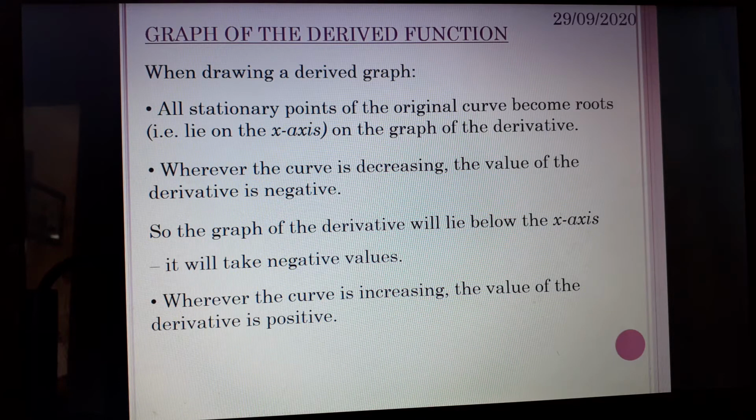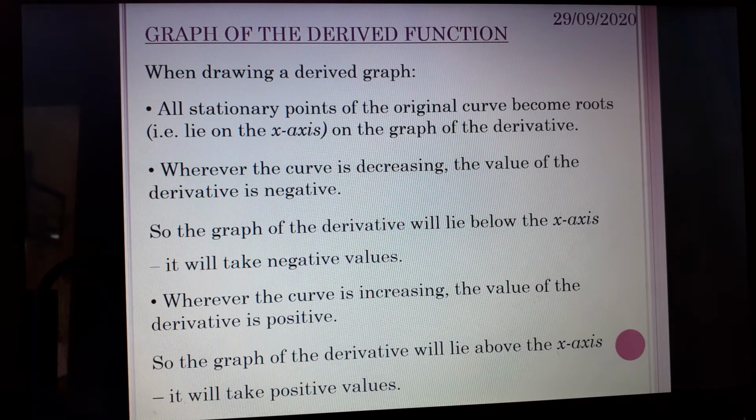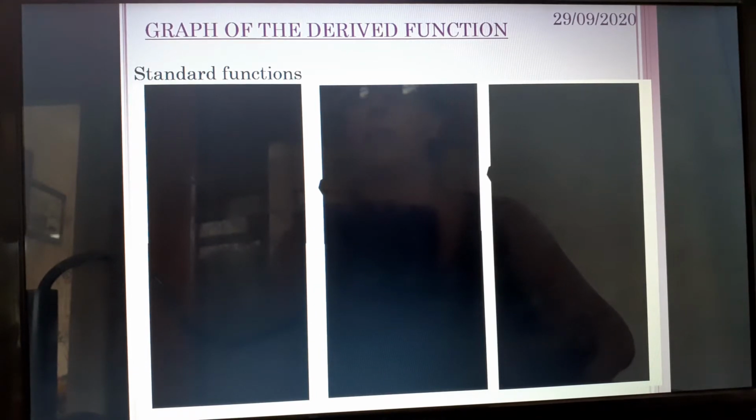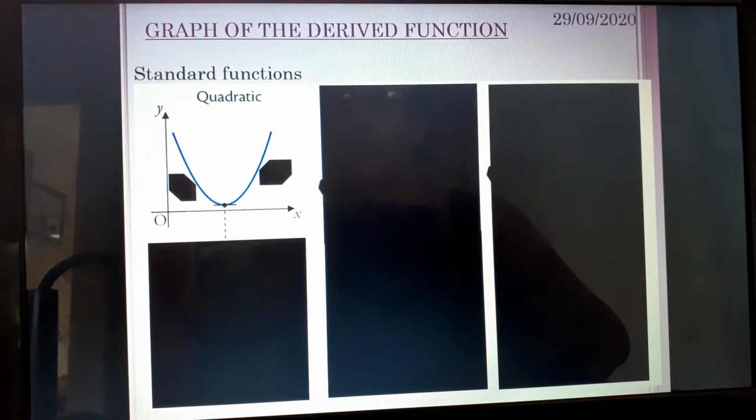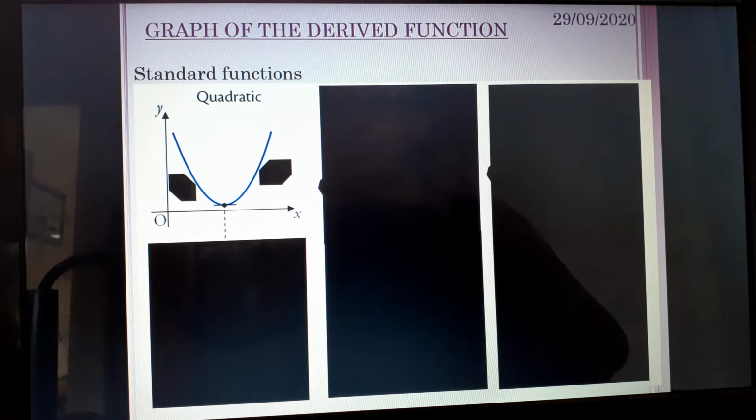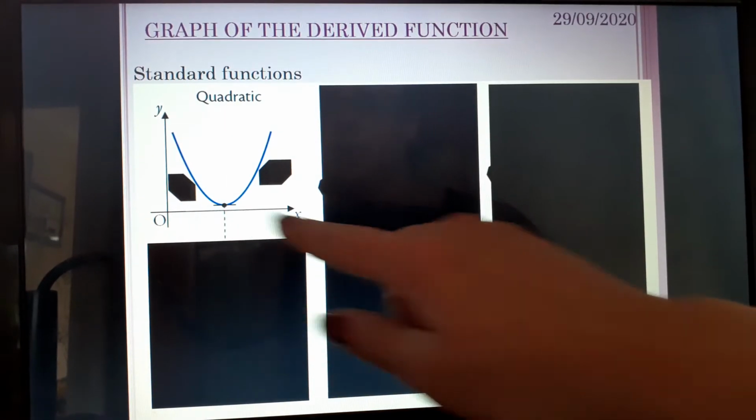Wherever the curve is increasing, the value of the derivative is positive, and that means that the graph of the derivative will lie above the x-axis and it will become positive values. So here we have some standard functions. So here we have a quadratic. Okay, and as you can see here, we have our turning point here.